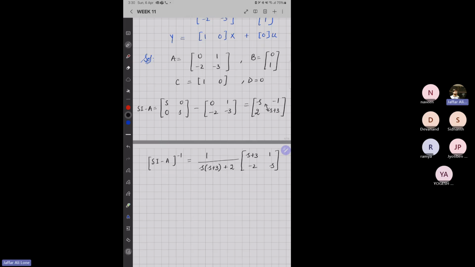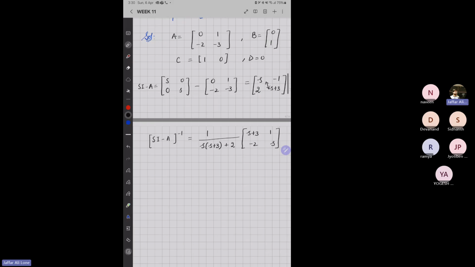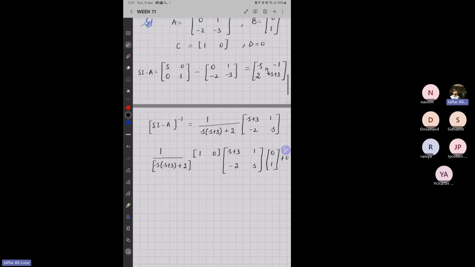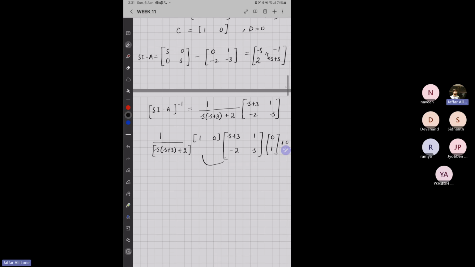Okay, then you can solve this a bit. Now we'll multiply this with either C or B, whatever is good for you. So it should be like this: 1 over (s plus 3 plus 2), then we have the C matrix, which is [1, 0], then we have [s plus 3, 1; minus 2, s], then we have the B matrix, which is [0; 1], then we have 0. Just multiply. I'll multiply these two matrices first.